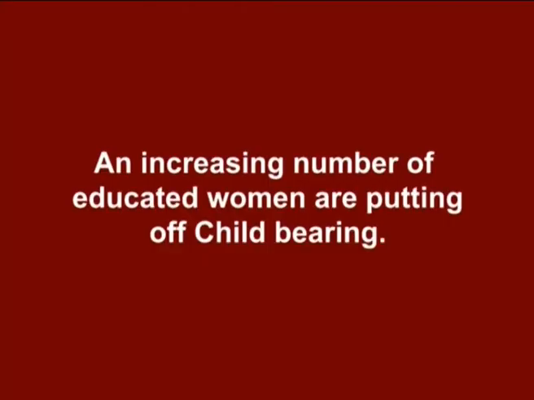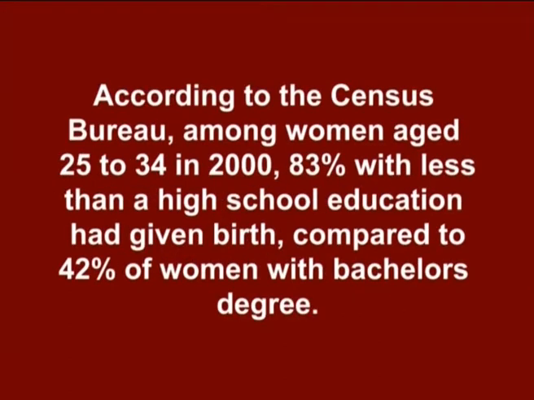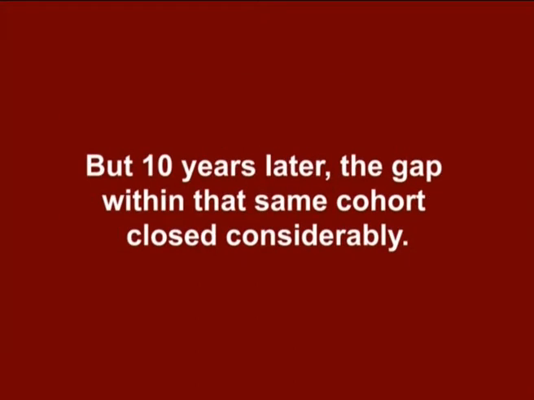Waiting to procreate. An increasing number of educated women are putting off childbearing. According to the Census Bureau, among women aged 25 to 34 in 2000, 83% with less than a high school education had given birth, compared to 42% of women with a bachelor's degree. But 10 years later, the gap within that same cohort closed considerably.